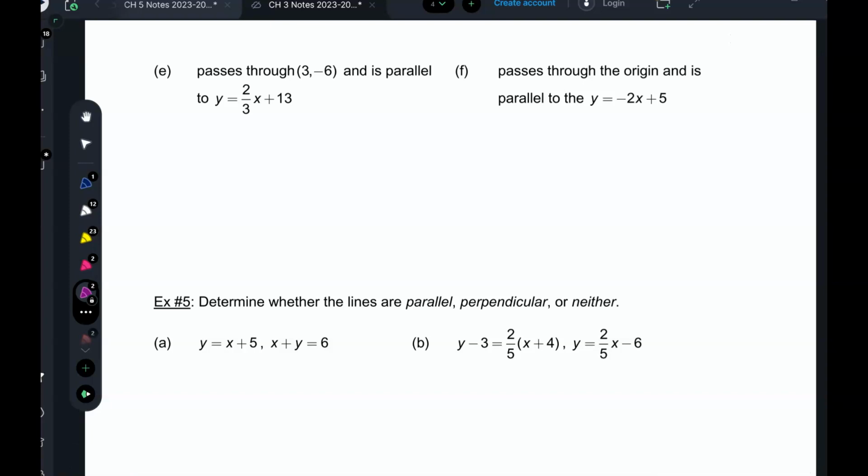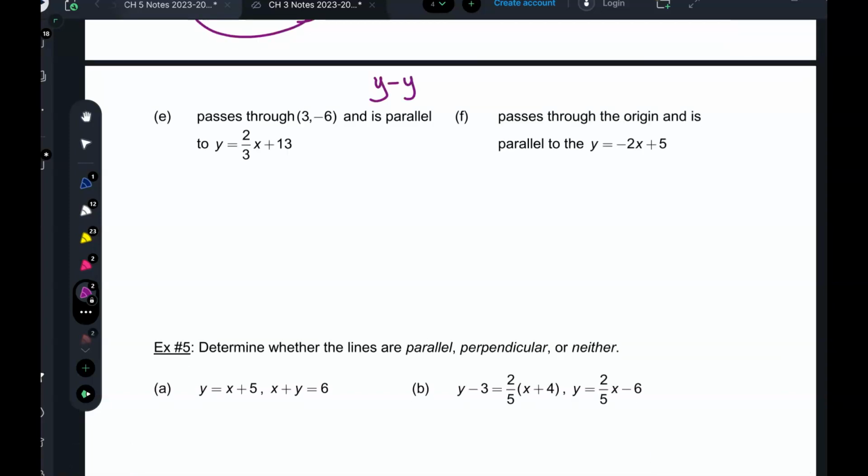I agree. So again, starting out with this, you could just plug in your values, your slope, solve for y, okay? Now, this one is going to be parallel to this line, so we're going to keep the same slope. We want a slope of 2/3. So this time I have y minus negative 6 equals 2/3 times x minus 3. Okay, so go ahead and distribute.